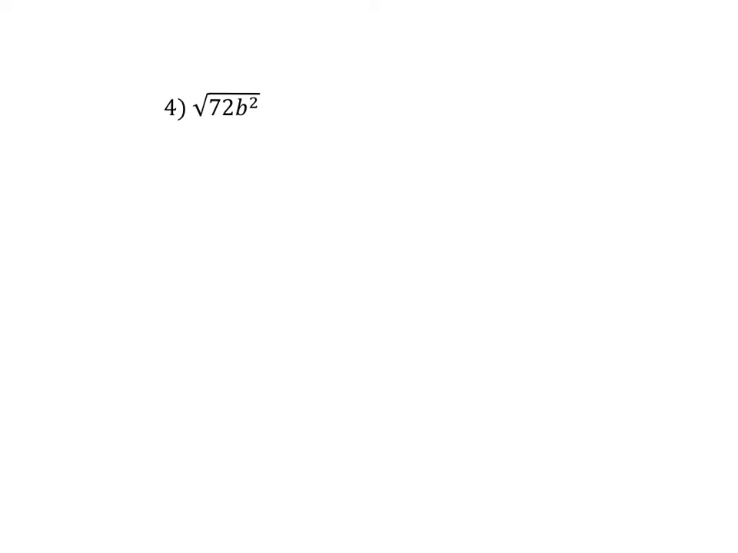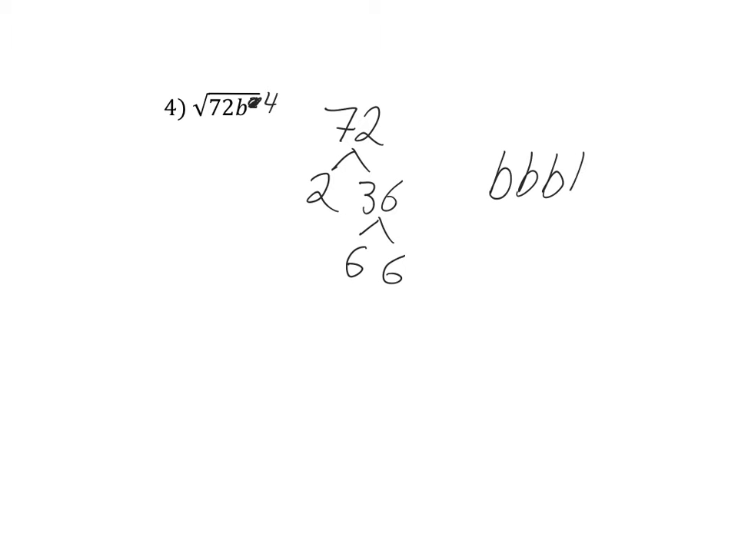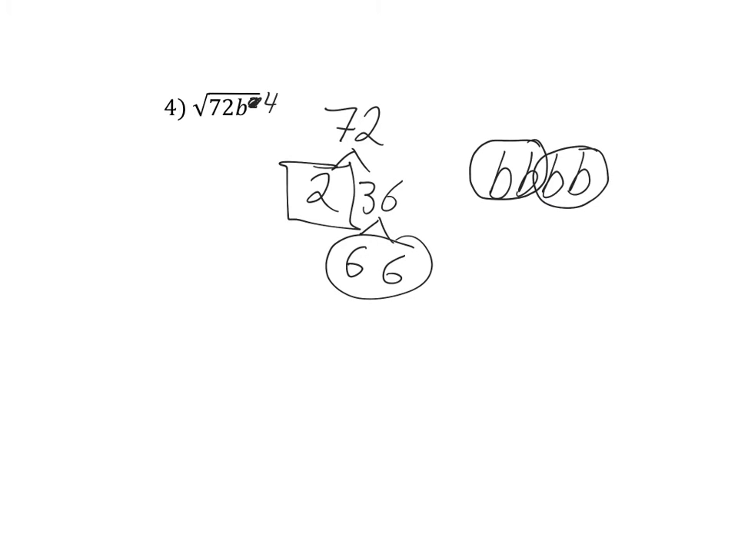For the next one, we have 72. Let's break that up. So we're going to do 2 and 36, and then 6 and 6. Now we have 4 b's. Sorry, I messed up on mine. 4 b's, so that tells me I'm going to draw out 1, 2, 3, 4. I'm going to circle my pair, so a pair of 6s, 2 b's right here, and 2 b's right here. And then I'm going to put a box around that 2.